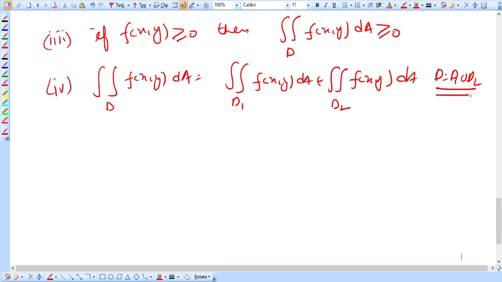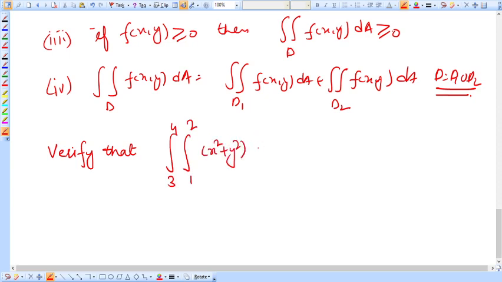Okay, first is verify that the double integration from 3 to 4, 1 to 2 of x square plus y square dy dx is equal to the double integration from 1 to 2, 3 to 4 of x square plus y square dx dy.